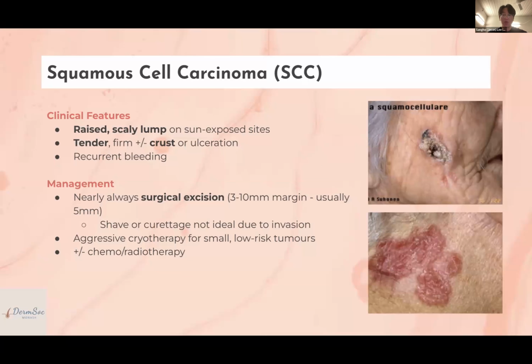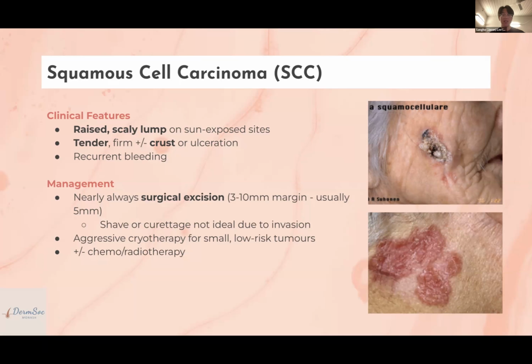For the malignant lesions, we always want to cut them out pretty much, usually a 5mm margin. And shaving or curetting off is not ideal because of the level of invasion you'll find. We can cryo them if they're smaller and they're less malignant, and we can consider chemo and radiotherapy for sort of metastatic lesions.